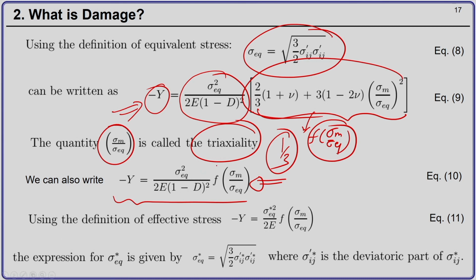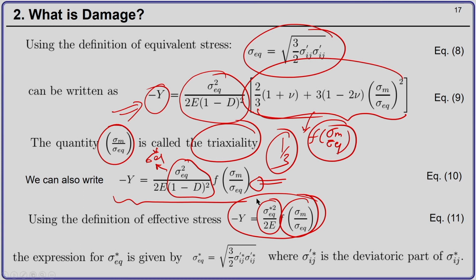Now, from the concept of effective stress, this term over here I can write as sigma star equivalent. This is the equivalent stress corresponding to the virgin material, and then my dissipative part becomes sigma equivalent squared divided by 2E into a function of triaxiality. Here the expression for the equivalent stress of the virgin material is root over 3 by 2 sigma dash_ij star sigma dash_ij star, of the effective stress. So, sigma dash_ij star is nothing but the deviatoric part of the effective stress sigma_ij star.